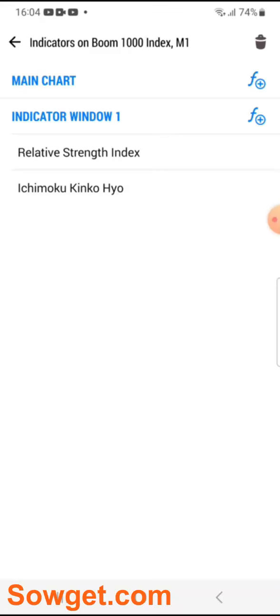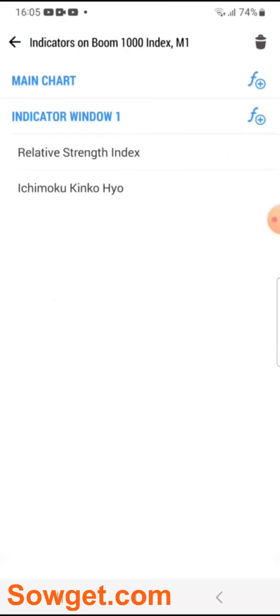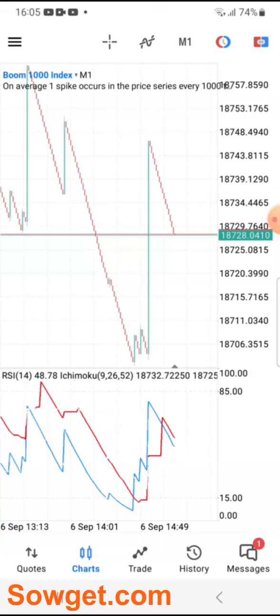So the settings for the RSI: once you want to add it, you just click on it and you see the settings. The period is 14, and the levels are 15 and 85. The style is this blue color here. Make sure that you use the right color that will match the background of your chart. You can see that my background here is white.